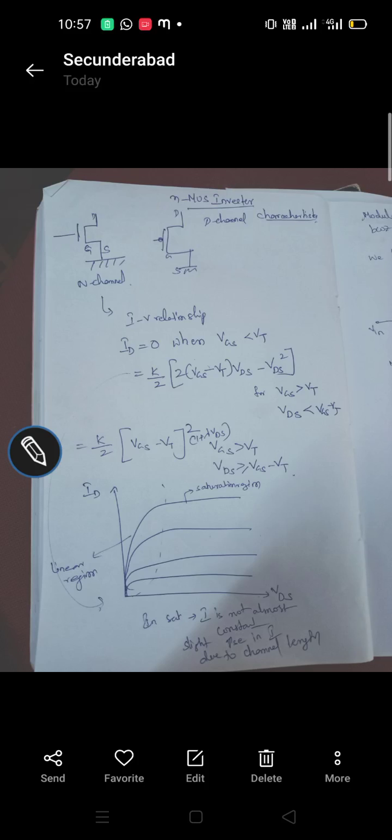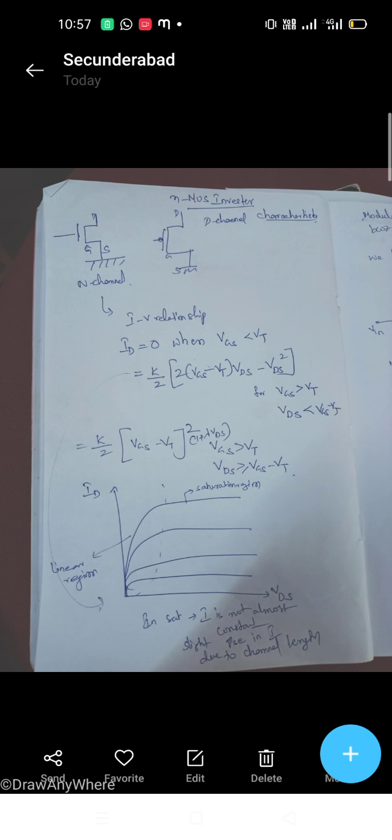Good morning, students. Today we are going to discuss the topic NMOS inverter. So here in the NMOS inverter, generally we have to know the N-channel transistor as well as the P-channel transistor. If we see, this is an N-channel transistor and this is a P-channel transistor.